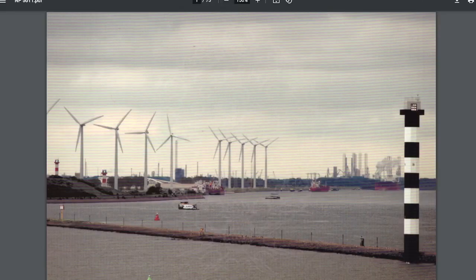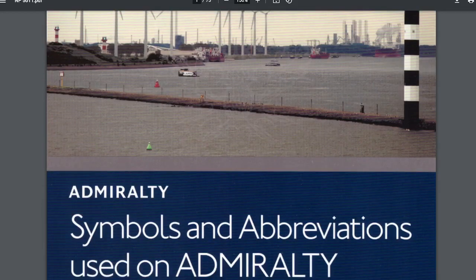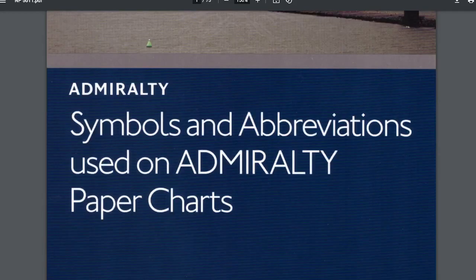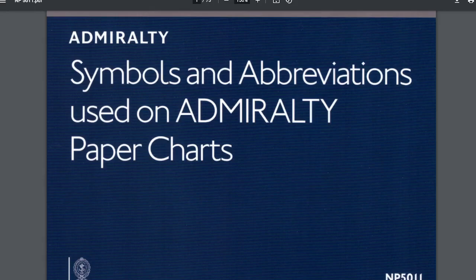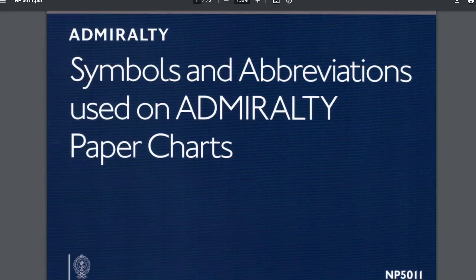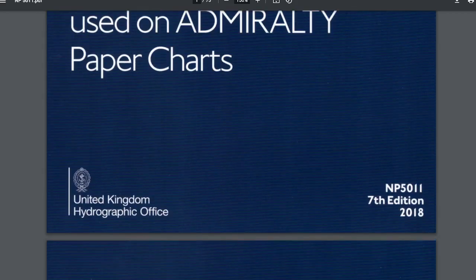Hello everyone. Today I would like to talk about NP5011. It's the Admiralty symbols and abbreviations used on Admiralty paper charts. So 5011 is for paper charts and 5012 is used for the electronic charts. So this is no more of that much use nowadays because we have entirely switched to electronic charts.